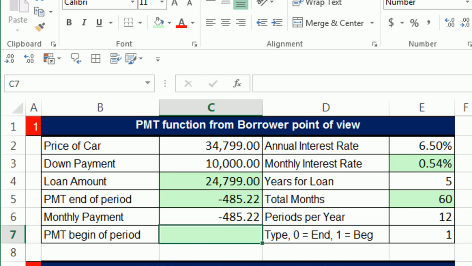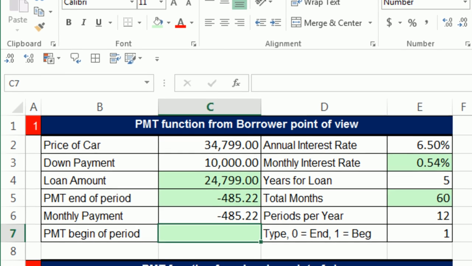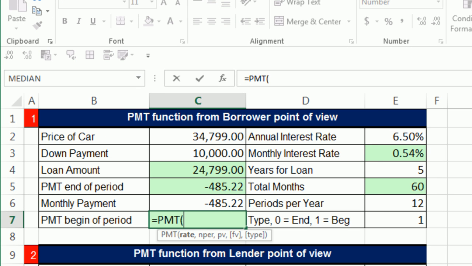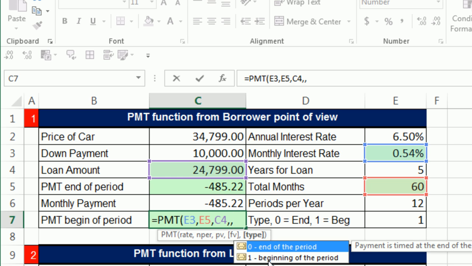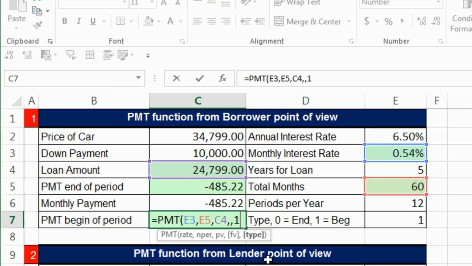Now, what if the payment happened to be at the beginning of the period? Well, it'd be the same exact thing. Period rate, monthly rate. By the way, the bank would love for you to use this gigantic annual rate because then you'd be paying them a lot more. All right, so rate, total number of periods, present value, it's positive for that little fraction of a second, comma to skip over future value, and then here, if it's at the beginning, we have to put a 1.